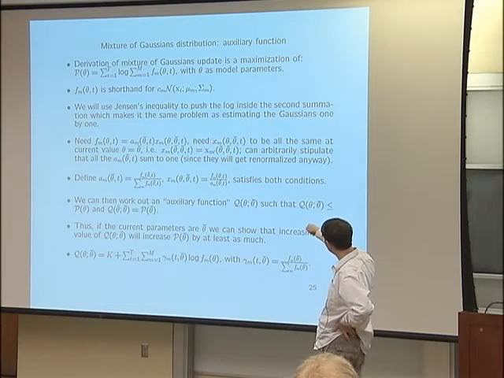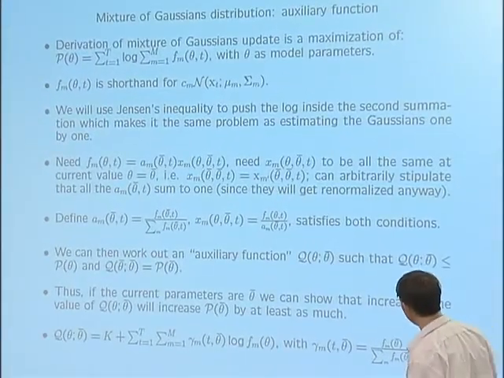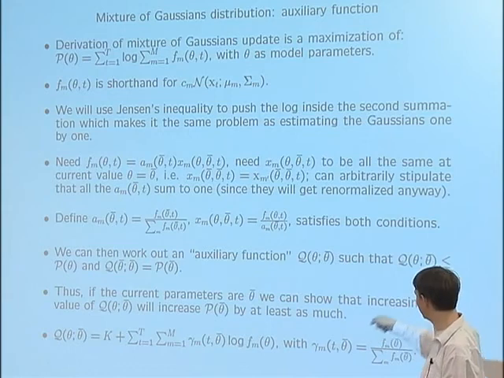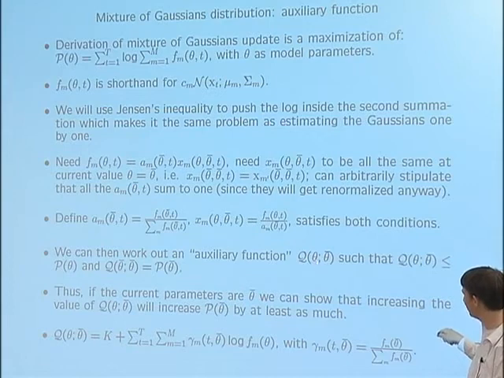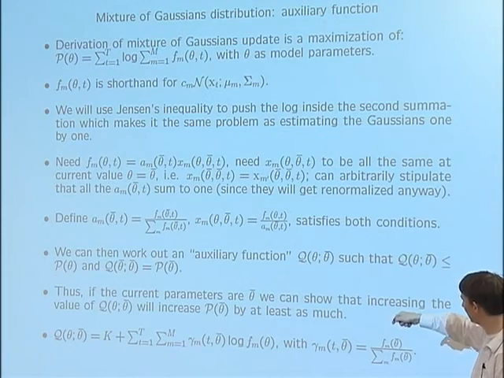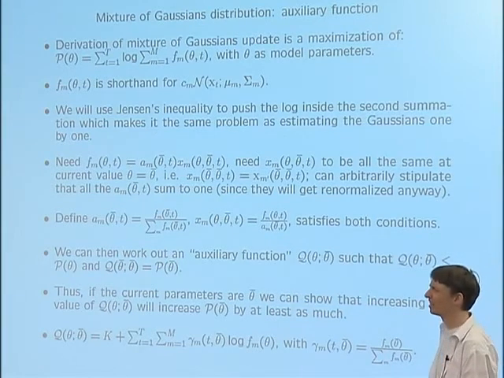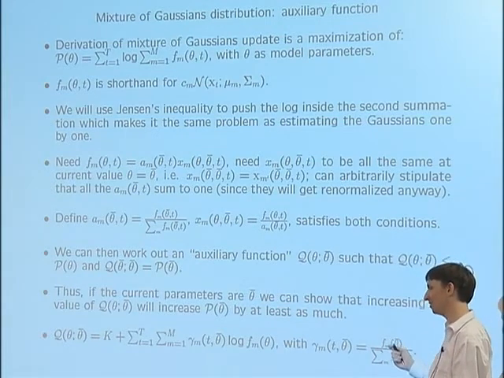I don't know if I want to go into all of the details of this. The upshot of this is that supposing our current value of theta is theta bar, we can work out a special function q that's a function of theta and theta bar, such that q is always less than or equal to p, and q of theta bar is equal to p of theta bar. Is that right? Sorry? Is it always the case that q of theta bar is equal to p of theta bar? Well, sometimes people have an offset, but I guess I'm assuming that I'm defining these without an offset.